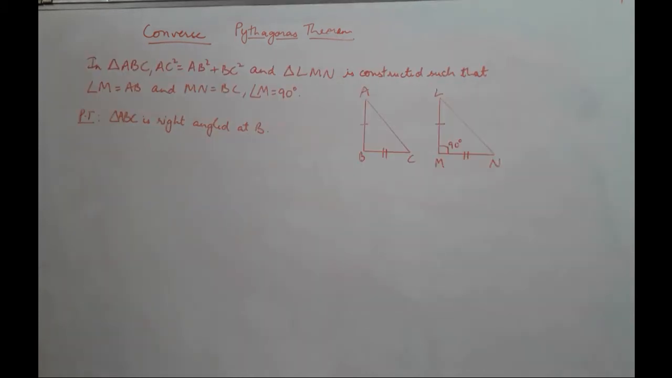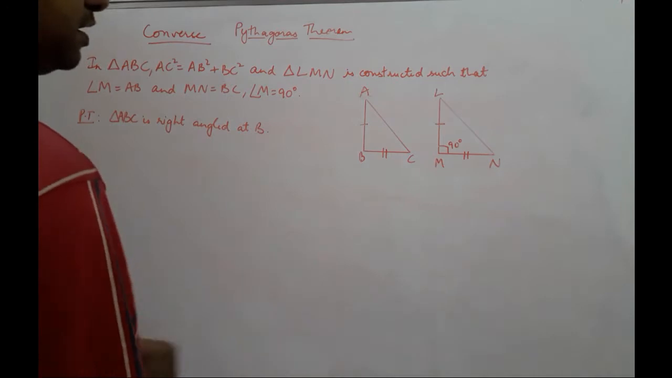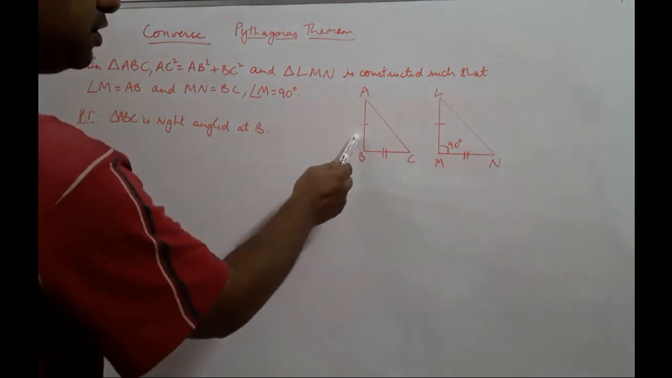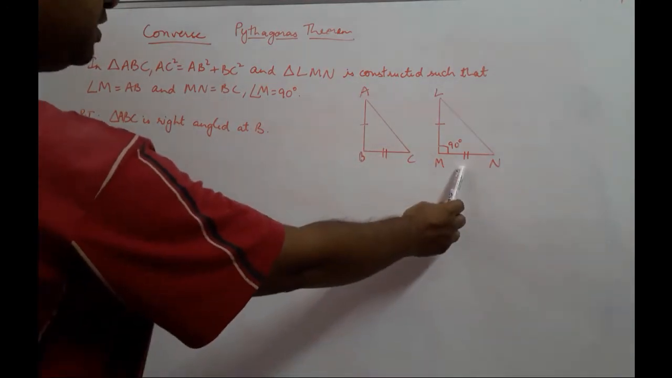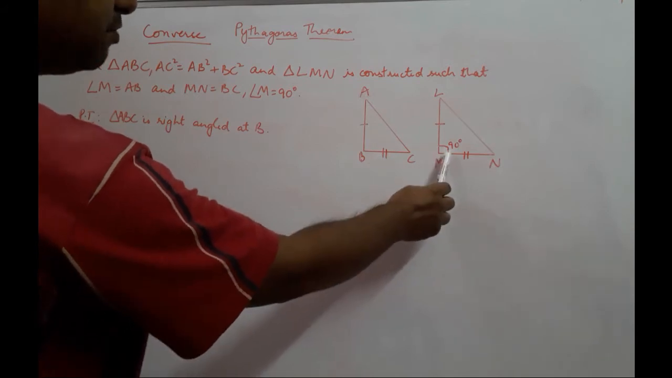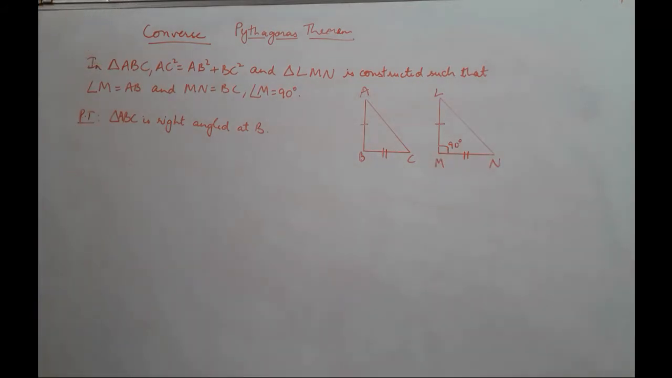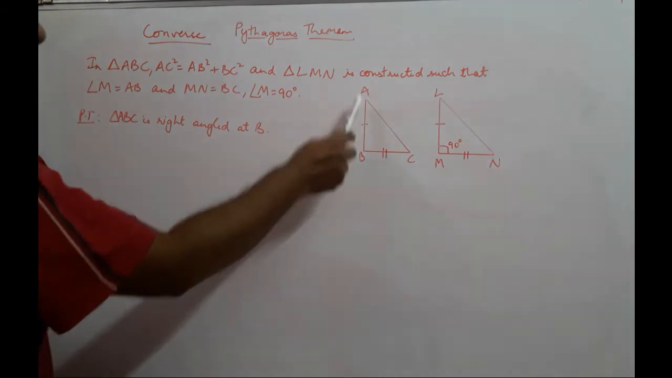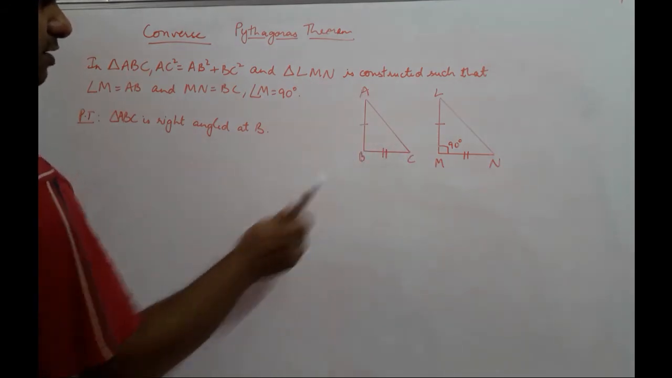So we are given in triangle ABC, AC square is equal to AB square plus BC square, and triangle LMN is constructed such that LM is equal to AB and MN is equal to BC, and angle M is equal to 90 degrees. Okay, so we need to prove that triangle ABC is right angled at B.